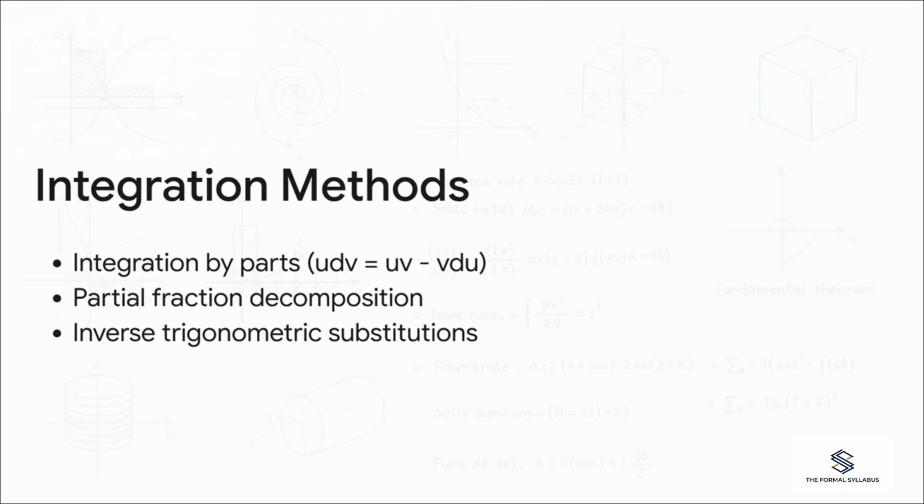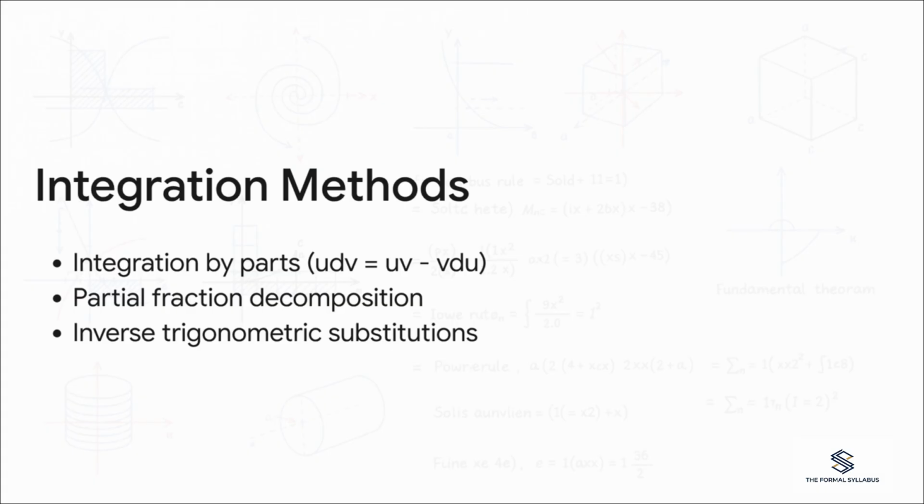Because let's face it, a simple U-substitution just isn't always going to cut it, so we really need to expand our methods. First up, we have integration by parts, which brilliantly reverses the product rule. You probably remember its famous formula, the integral of u dv equals uv minus the integral of v du.